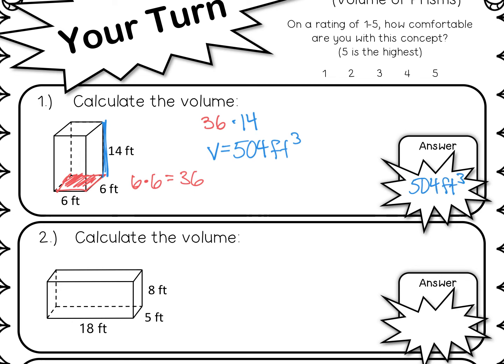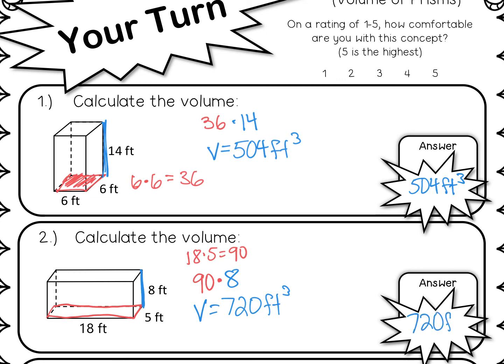All right, so why don't you pause the video and try this next one on your own. All right, so here our base is a rectangle, and our rectangle is 18 times 5. So the area of the base becomes 18 times 5, which is 90. Then I'm going to multiply it by the height, so how many stacked high it is, which gives us 90 times 8, meaning our volume is 720 feet cubed, because there'd be 720 little cubes that we could fit into that object.